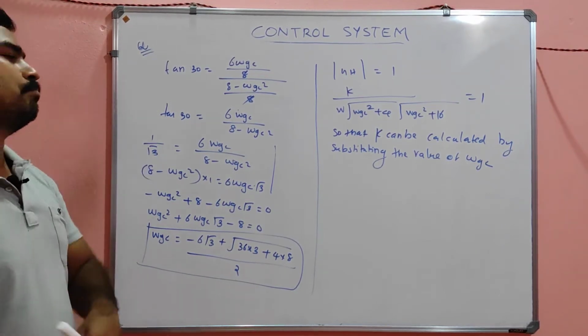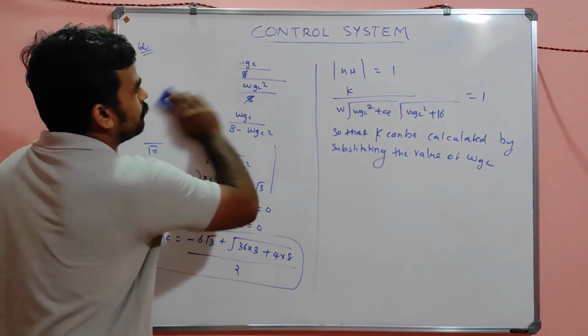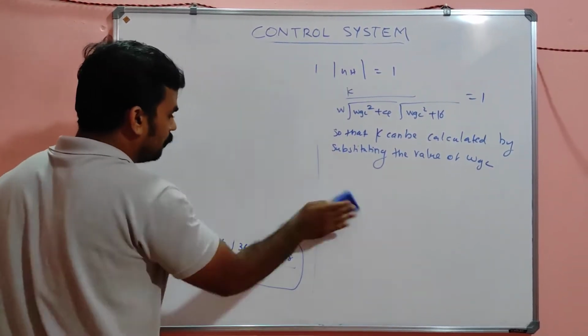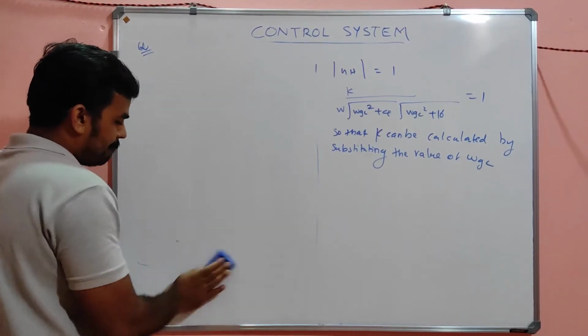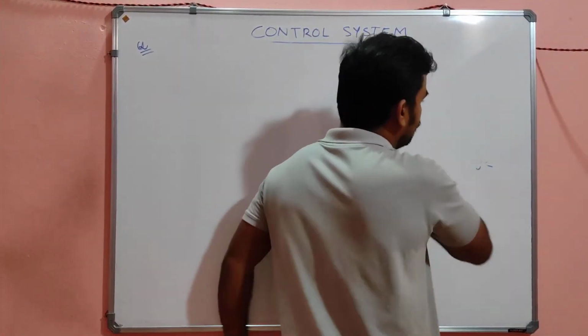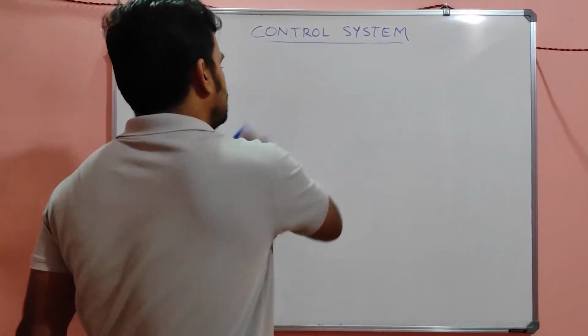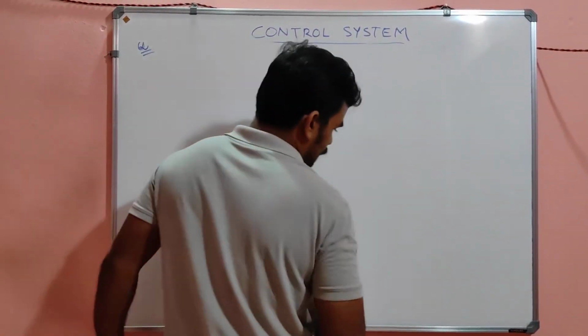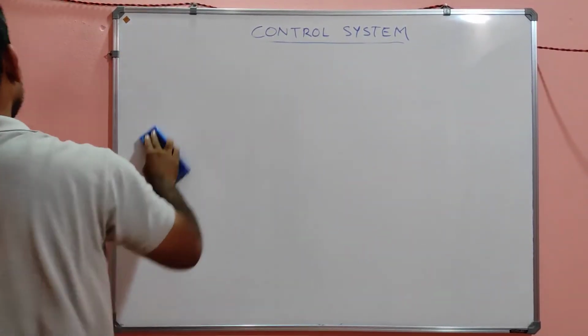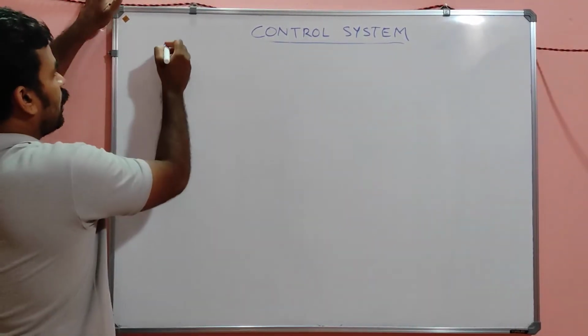Okay, so let's come back to our topic, my dear. That's all about the polar plot and gain margin, phase margin, everything we completed. And next is the final topic in control system. It is nothing but Bode plot.